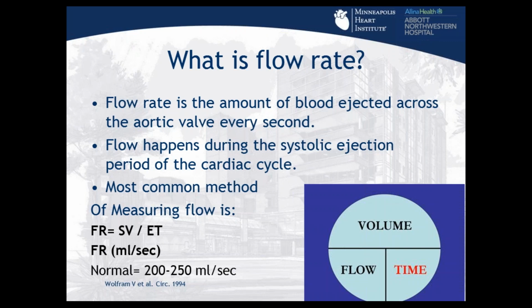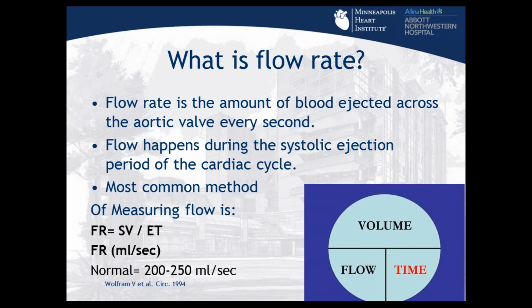Again, in the echo lab, it's easy to calculate, and I'll show you an example here. If you know your stroke volume, you calculate the ejection time from a continuous wave Doppler, and you can calculate your flow rate. The unit is usually ml per second. Now, the normal rate has been kind of debatable. If you look at most of the US data, and a lot of it is invasive data from back in the 90s, 200 ml per second was reported to be the normal flow rate for everybody.